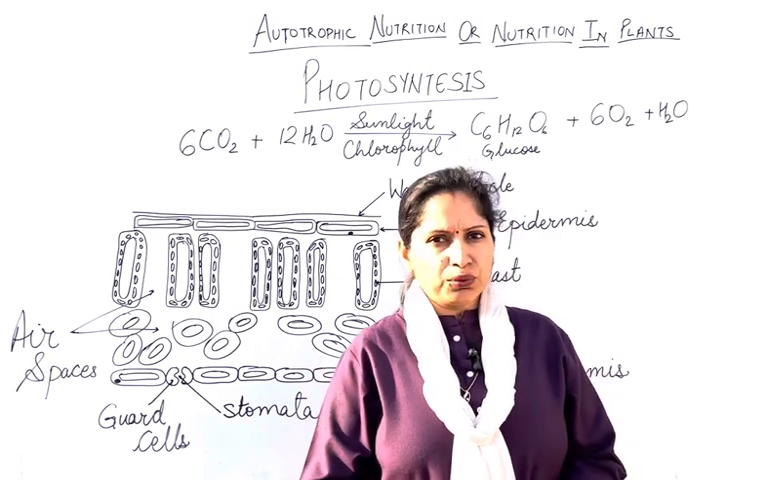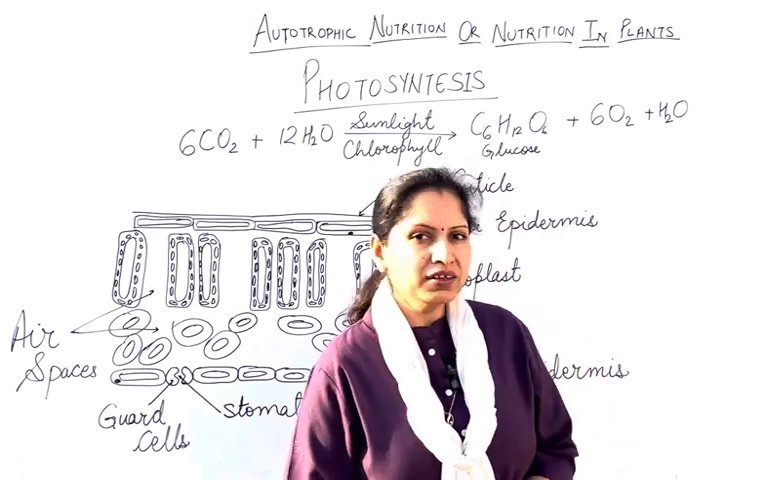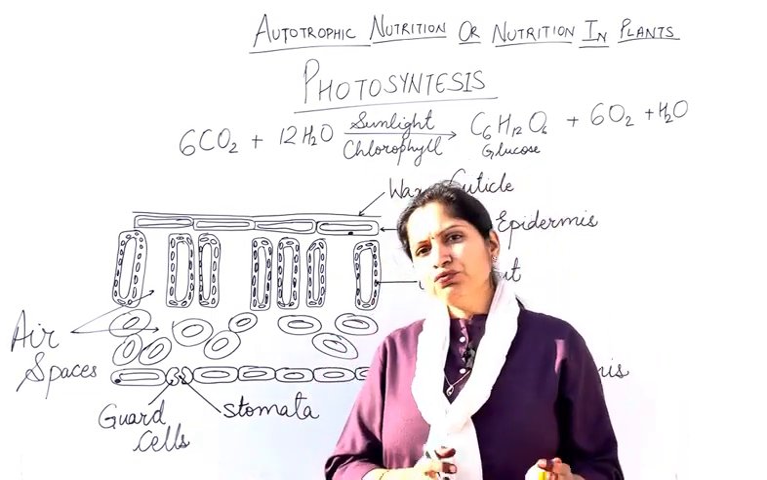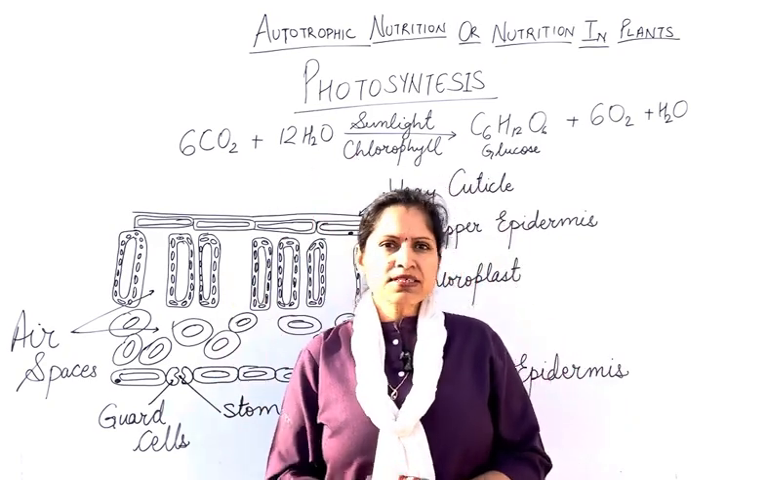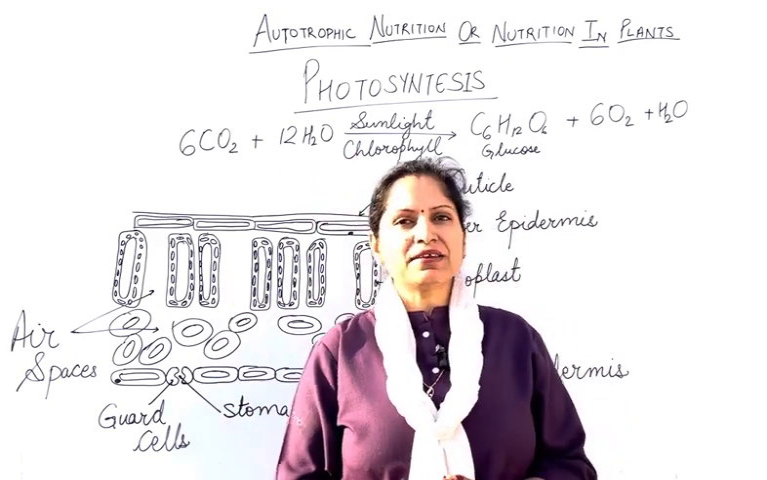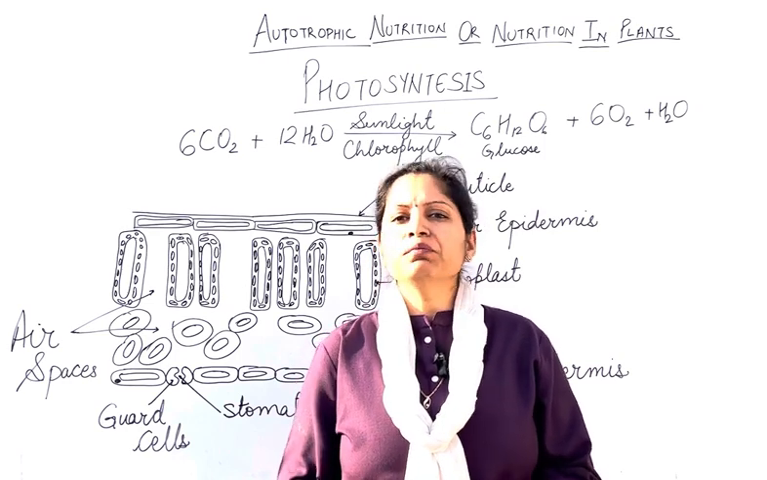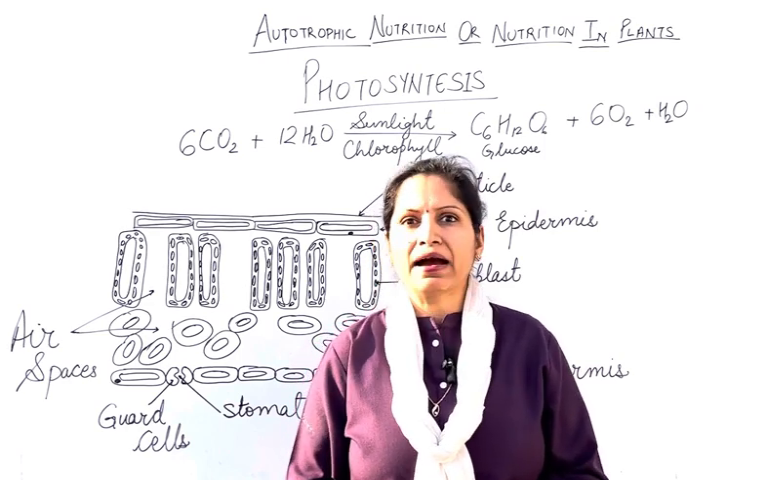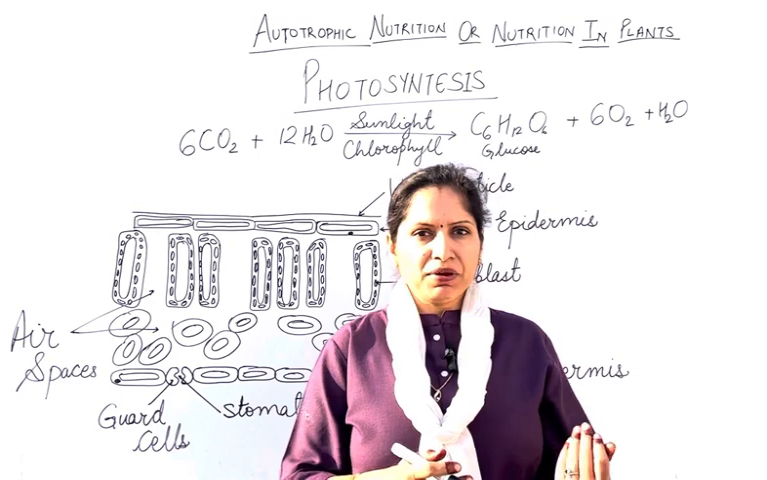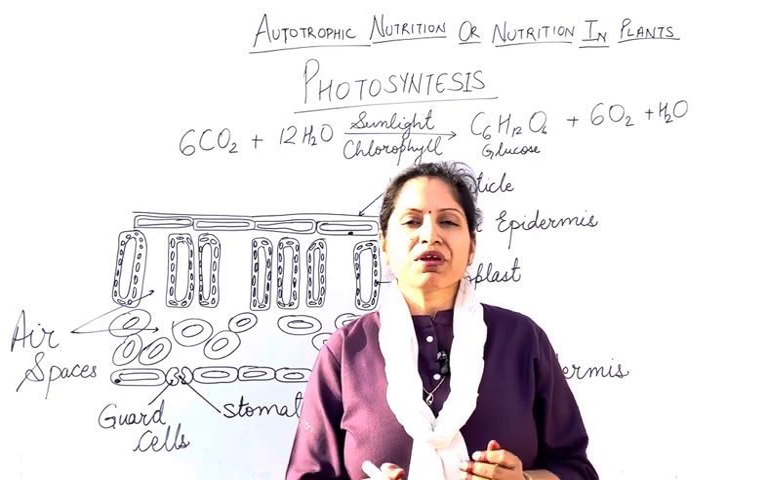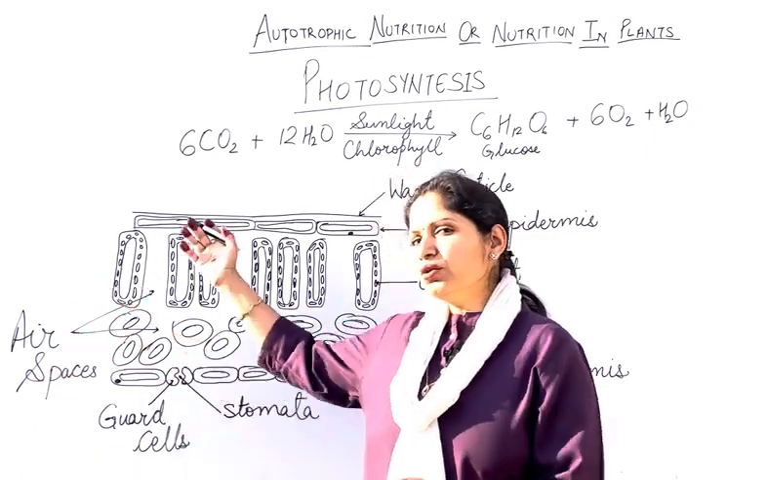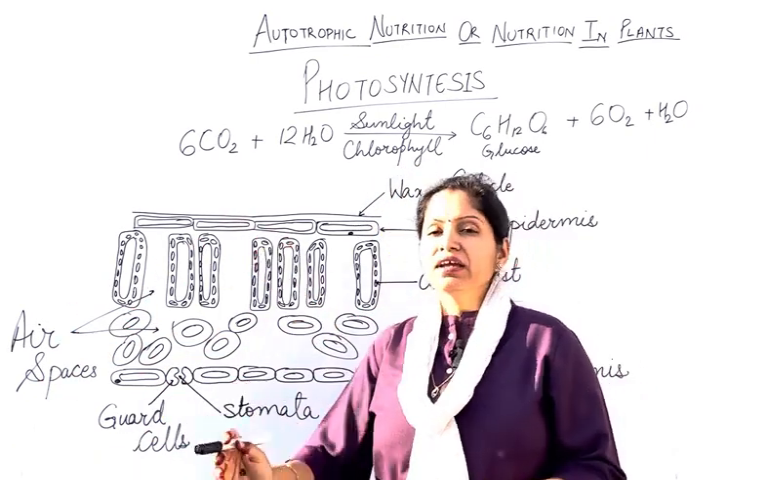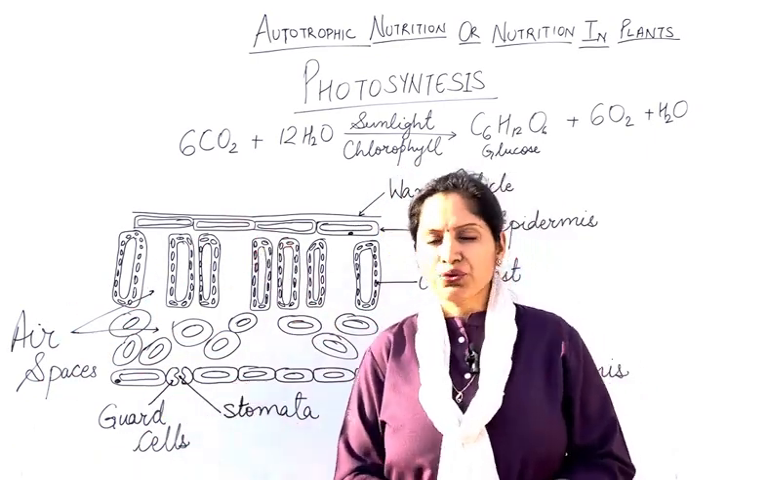Are the plants the only ones who can prepare their own food? No. Preparing their own food is known as autotrophic nutrition. So, this mode of nutrition is not only seen in plants but also in blue-green algae and some bacteria that can prepare the food on their own. But today we are going to concentrate just on the plants. Here we have the structure of the leaf and then we will study the steps of photosynthesis.